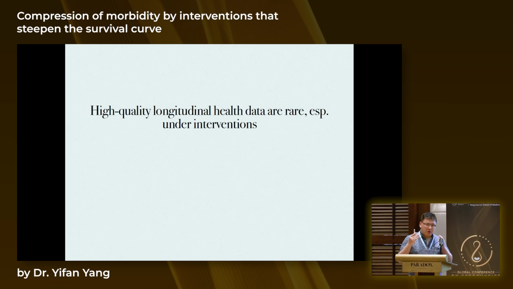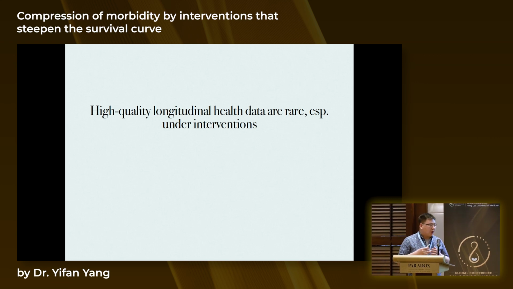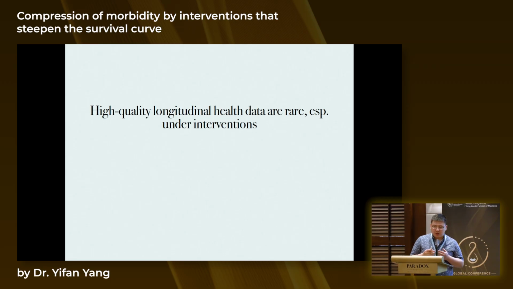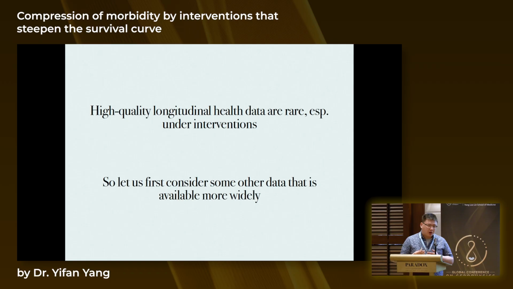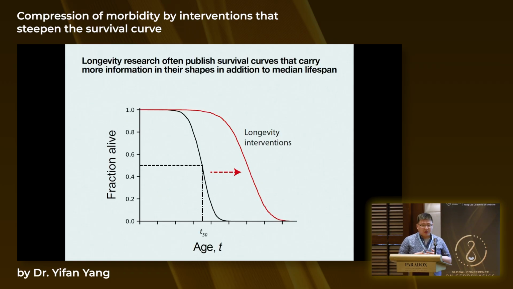But in order to bring this into real life, we have to have data. And to measure sick-span or healthspan, what you need is longitudinal health data, and especially under interventions. And this is relatively rare. So what we did is we considered some data that are much more widely available. This is the survival curve that Uri introduced.